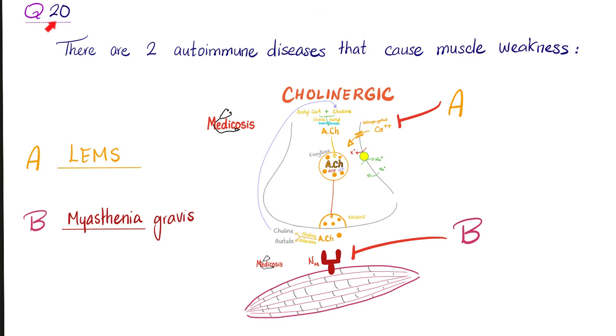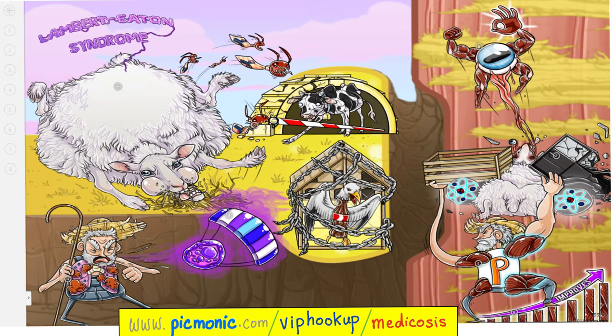Do you remember question 20? You have 2 autoimmune diseases. What's the name of A, which attacks your calcium channels? It's called Lambert-Eaton myasthenic syndrome. B is myasthenia. Let's review Lambert-Eaton from Picmonic. Lambert-Eaton, here's the lamb, Eaton. What's the problem? Antibodies, here's the antibody attacking the calcium cow channel. This will lead to decreased release of acetylcholine.